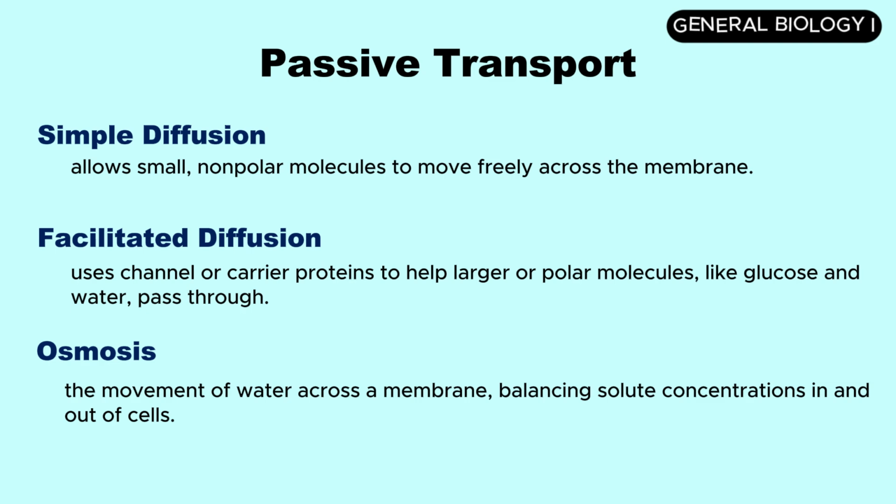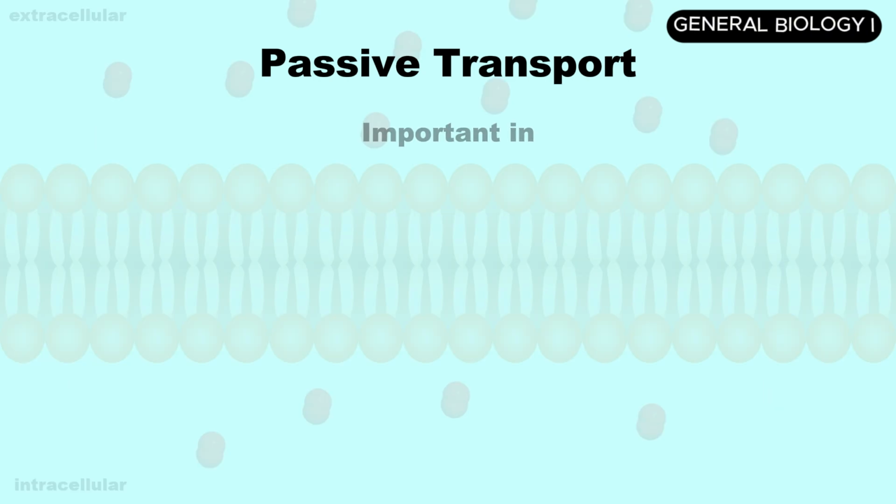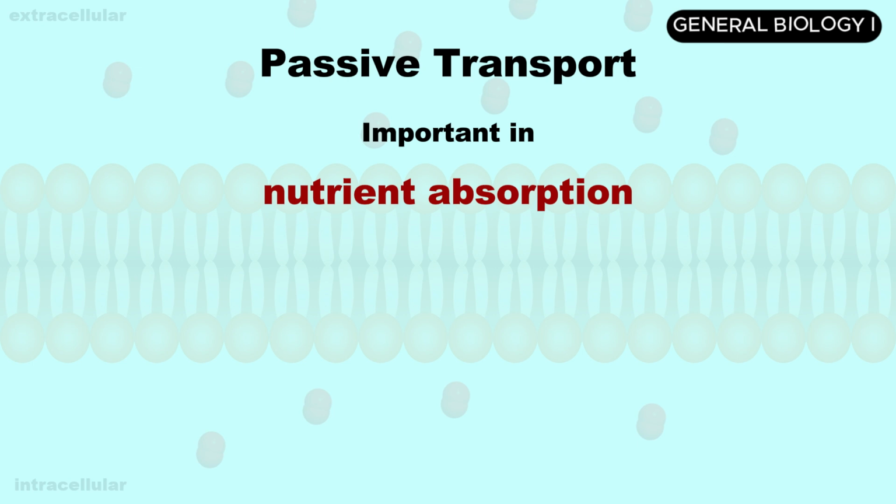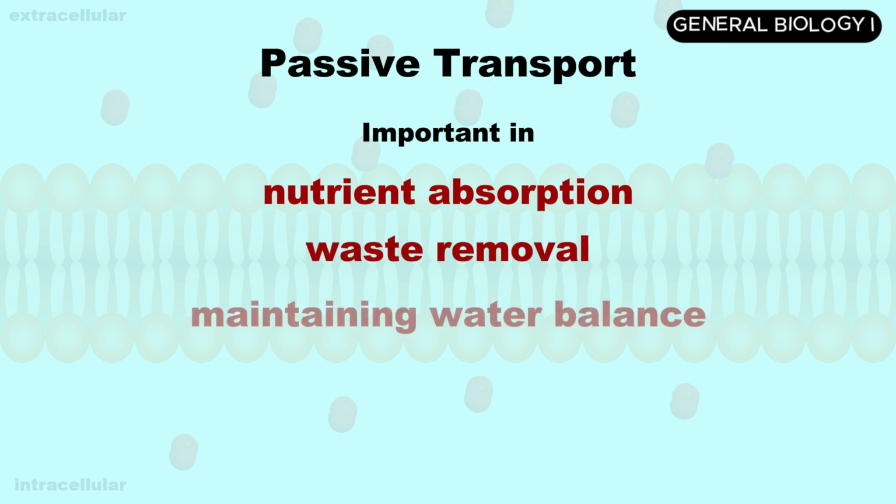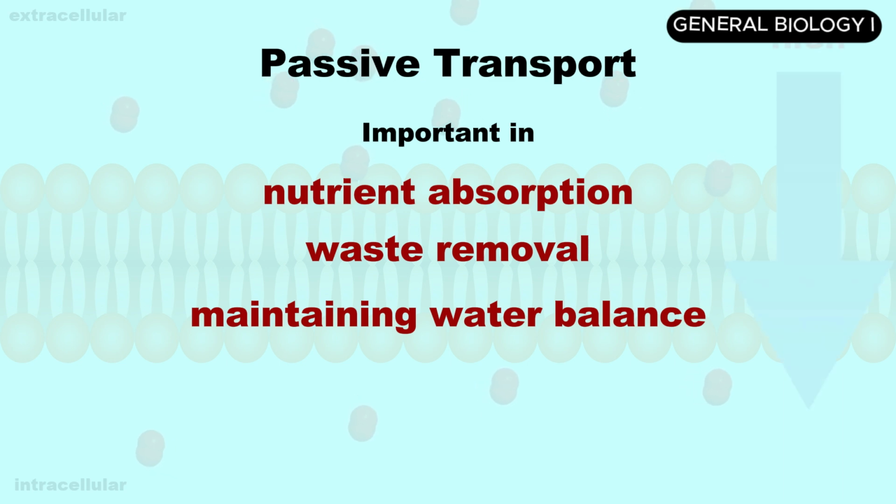These passive transport mechanisms play a fundamental role in cellular processes like nutrient absorption, waste removal, and maintaining water balance. By allowing substances to move freely across the membrane in response to concentration gradients, cells can efficiently regulate their internal environment without expending energy.